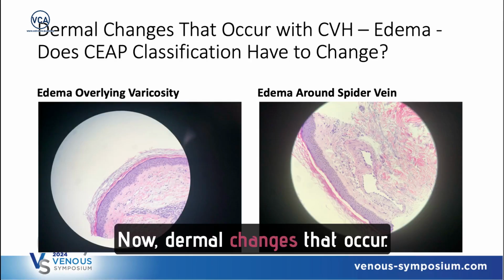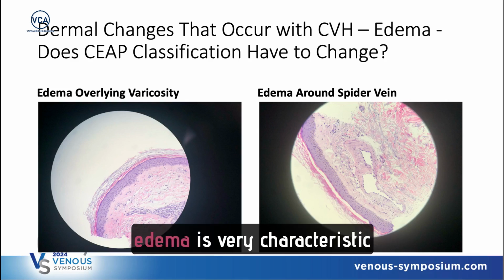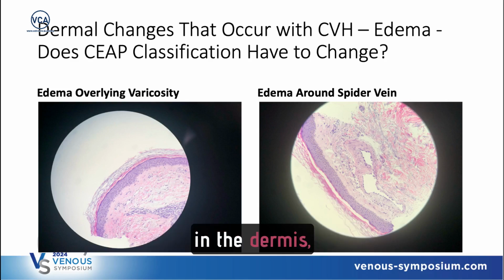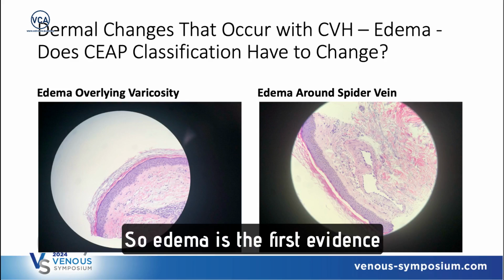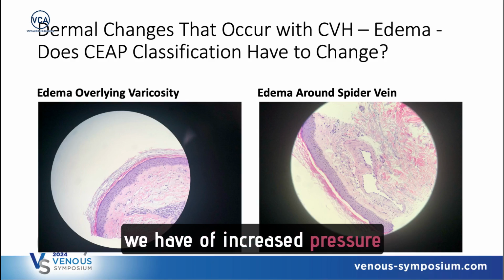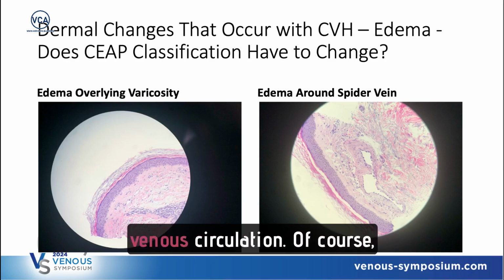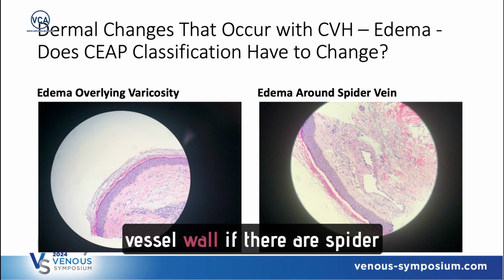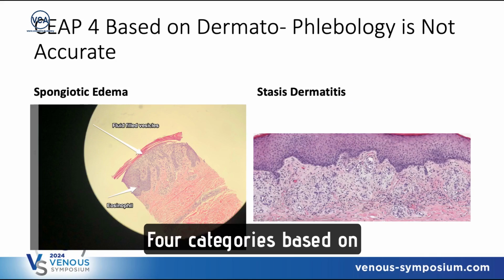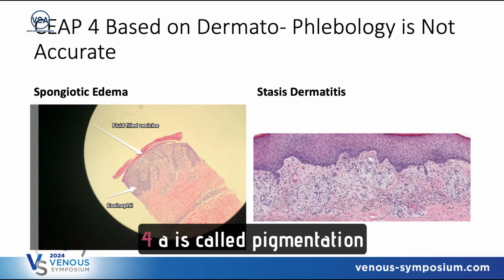Now, dermal changes that occur. Edema. So edema is very characteristic in the dermis, and it can occur with an underlying varicosity. It can also occur around the spider vein. So edema is the first evidence we have of increased pressure that's transmitted through the venous circulation. Now, of course, we also have hypertrophy of the vessel wall if there are spider veins that are present as well. So C4 categories based on 4A is called pigmentation and venous eczema.